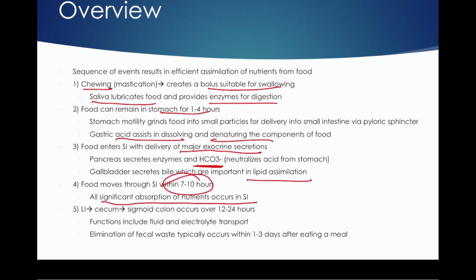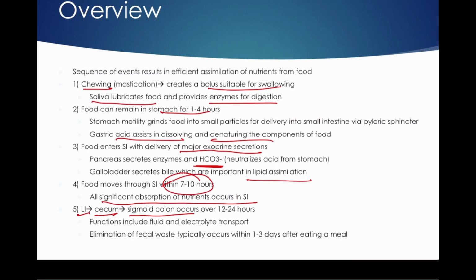Then once it gets its transit time through the small intestine, we get to the large intestine, the cecum, sigmoid colon, finally the rectum, and that occurs over about 12 to 24 hours. So the food you eat today, you won't see it again until tomorrow when it does its whole trek through the body.